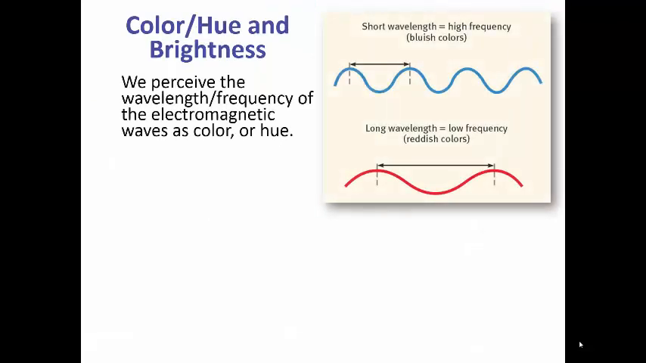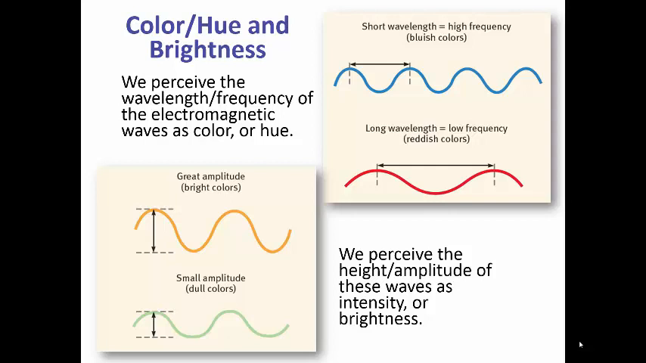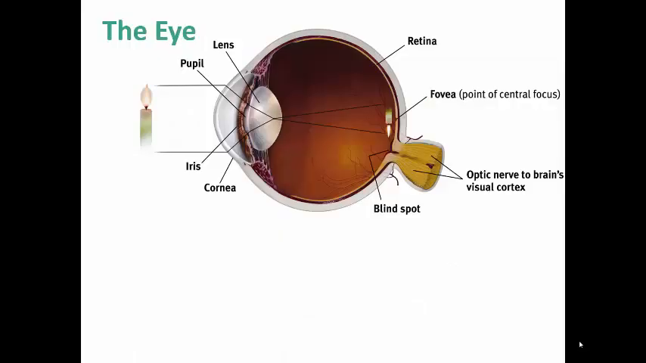So in order to view color and hue and brightness, we perceive the wavelength and frequency of the electromagnetic waves as color or hue. So short waves, which are high frequency ones, end up being bluish, and then long waves are low frequency ones, and they end up being reddish. That's how our brain translates them. And then we perceive the height and amplitude of these waves as intensity or brightness. So those with high amplitude, so they're big waves going up and down, are bright colors, and then those with a small amplitude, which are kind of more low little waves, those are dull colors.